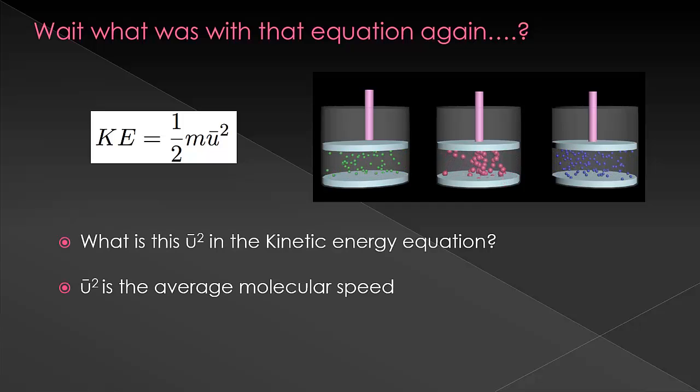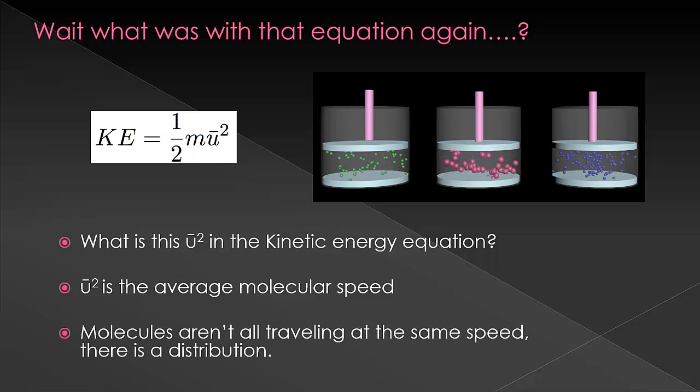So this is the average molecular speed. Notice it's not the same thing as velocity, because velocity is talking about the actual speed with direction of one particular molecule, while this is talking about the average speed over all of the molecules in a sample. So the molecules aren't all going to be traveling at the same speed. There's a distribution.